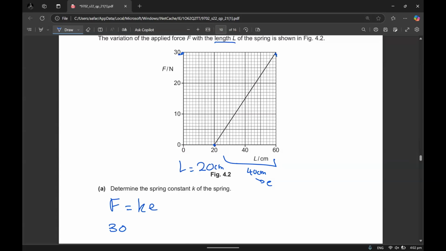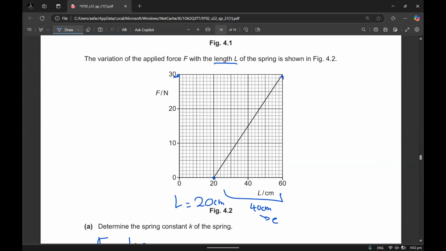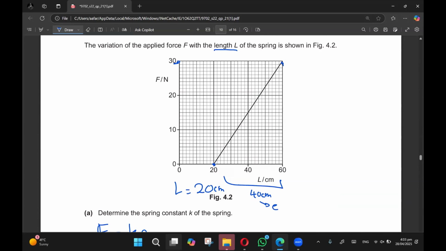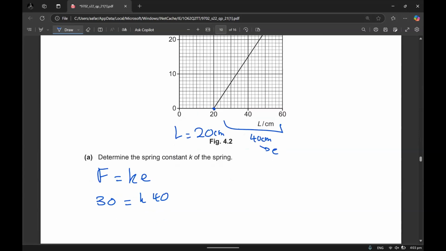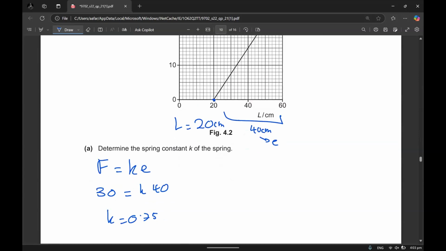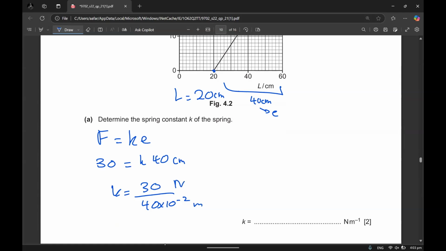This is the point where many make mistakes. They take extension as 60, but it's basically 60 minus 20, the original length. 30 Newton force gave us an extension of 40 centimeter. So 30 over 40 into 10 power negative 2. We have to take it in SI base units. That's basically 75.